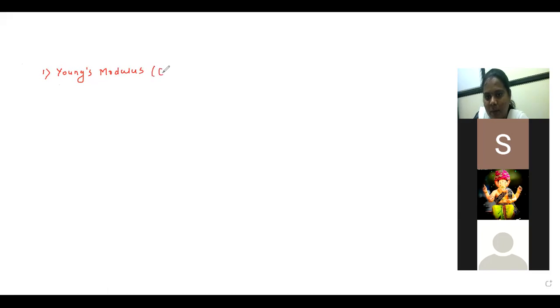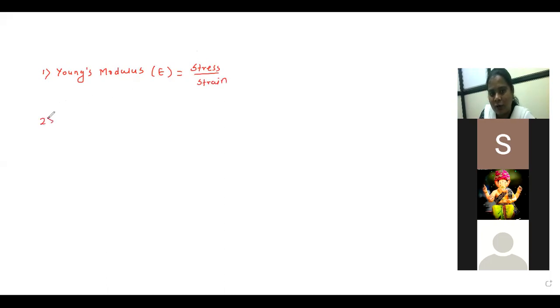Young's modulus is denoted by the letter E. So Young's modulus is equal to... Anyone please define? Just a revision. Young's modulus is the ratio of normal stress to the normal strain. Okay, good.